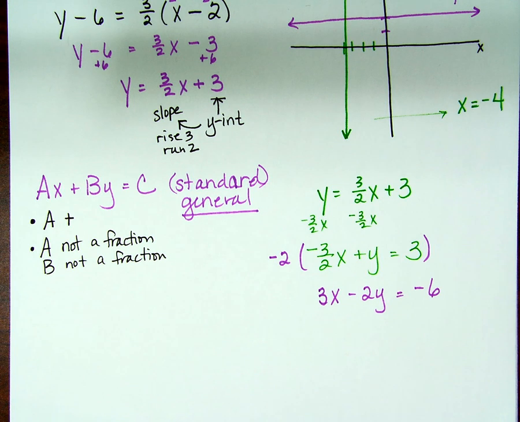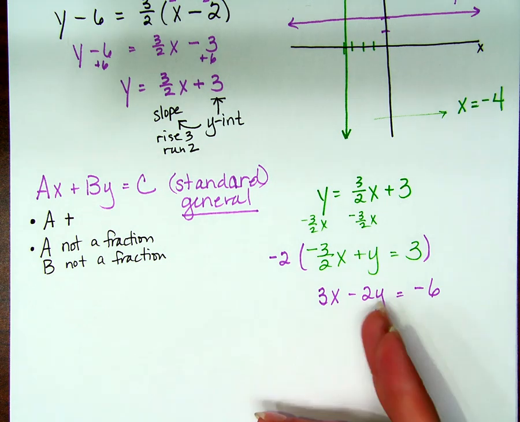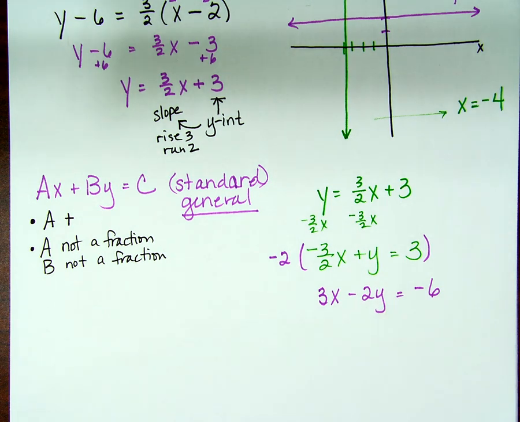I'm waiting. Did I mess up? Okay. Yeah, B can be negative, just A cannot. Yep. Yep, that's fine. Any questions about that? We okay so far?